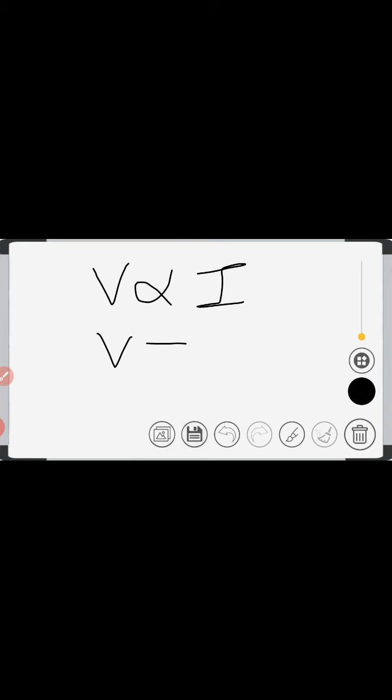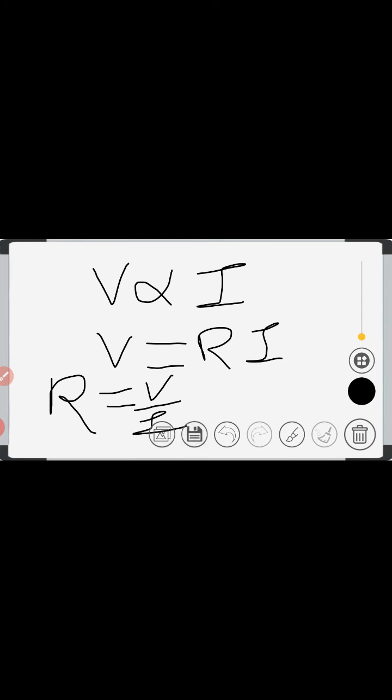Here we see that if we draw a graph, according to Ohm's law we know that the voltage is directly proportional to current. If we remove this proportionality, then we get a constant R. We can write here R equals V upon I, and the unit of this R is ohm.